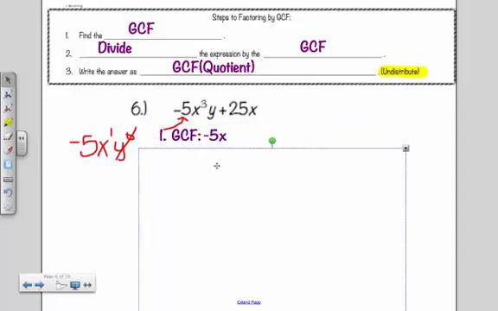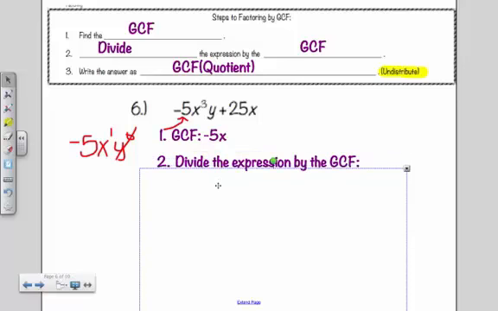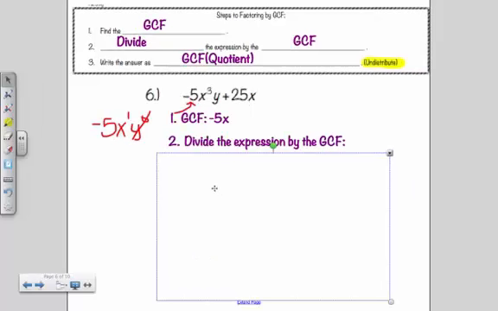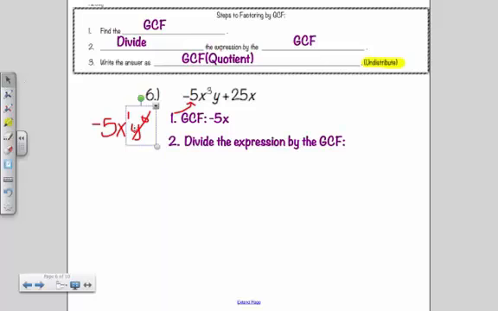All right. So step number 2 is to divide the expression by the GCF. So what we're going to do is take the original expression right here, and divide each one of these terms by the GCF. So, for example, right here we have negative 5 divided by negative 5, which would give you positive 1. X to the third divided by x gives you x squared. Y is being divided by 1, so you get y.